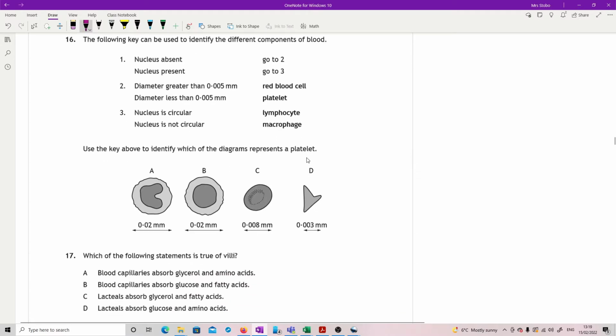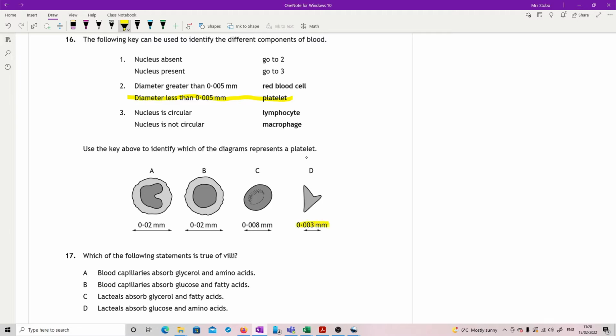Question 16 is a key. The following key can be used to identify different components of blood. Use the key above to identify which of the diagrams represents a platelet. Okay, so you're having to work back the way here. Platelet. Diameter less than 0.005 millimeters.